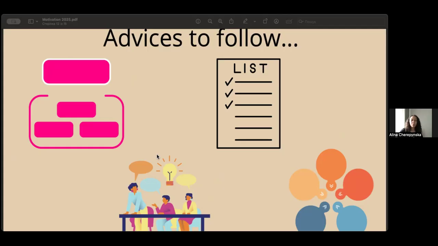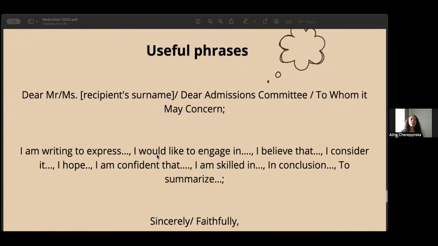Let's go next. So once again, some kind of useful phrases. And here we have the beginning. For example, dear Mr. or Mrs., if you know the recipient's name. You may use dear admissions committee. You may use to whom it may concern. I will say that this one is pretty average for study programs, as well as this one. To whom it may concern is right now considered to be very popular, in order not to mention the gender.